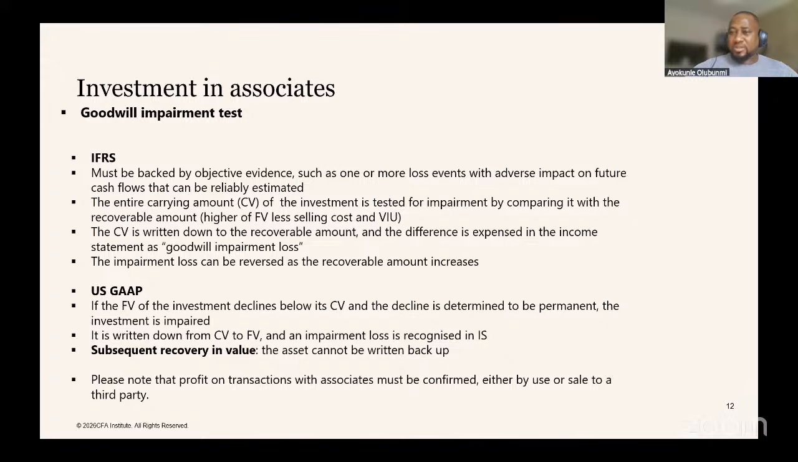Let's assume that subsequently, although we thought that decline was going to be permanent, we had good news and the value has increased to 75 million. You know that under IFRS, you can write it up to 50, but under US GAAP, you can't write it back up. Once you've written it down, you continue carrying it at 35. Okay, good. I hope that is clear.